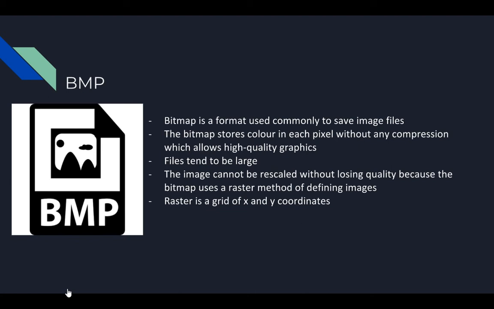A bitmap is a format commonly used to save image files. So a bitmap stores a color in each pixel. Many pixels would obviously make up a bigger picture. So this means that this format is typically used for graphics that are higher quality, have more color, and because of that, they tend to be really big. And obviously, if you want to rescale it, there's going to be some loss in quality.